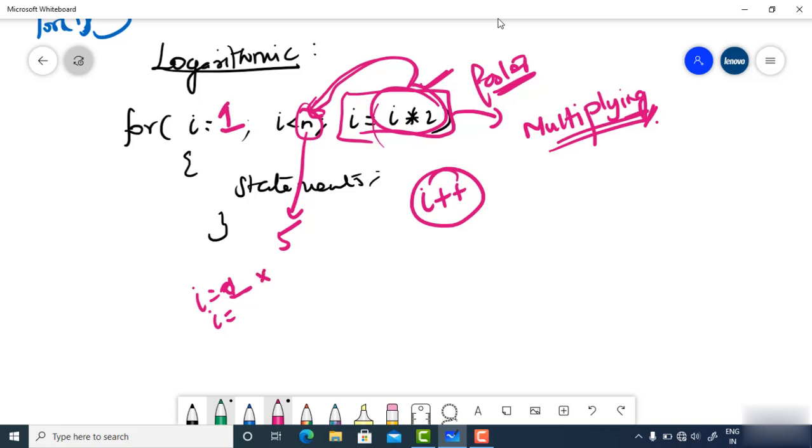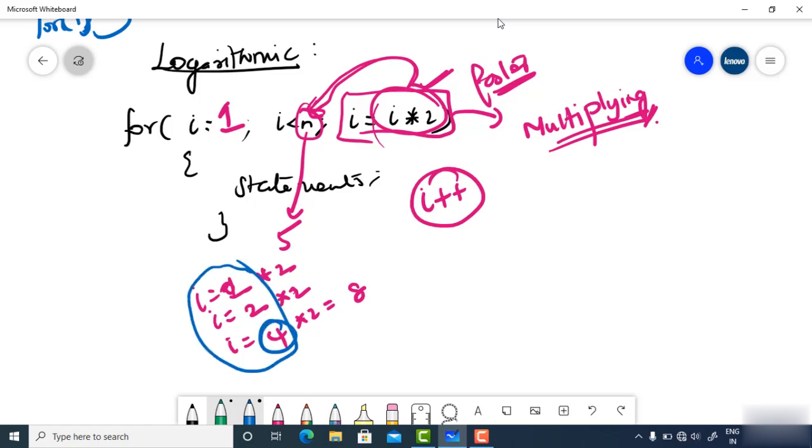After that I multiply that with 2, so I get 2. If I multiply that with 2, I'll get 4. If I multiply that with 2, I'll get 8, but my for loop ends at 4 itself. So my for loop will execute only 3 times, not 5 times: for 1, 2 and 4, because i is getting multiplied. That is the concept I wish to emphasize here: i is getting multiplied by the number 2.